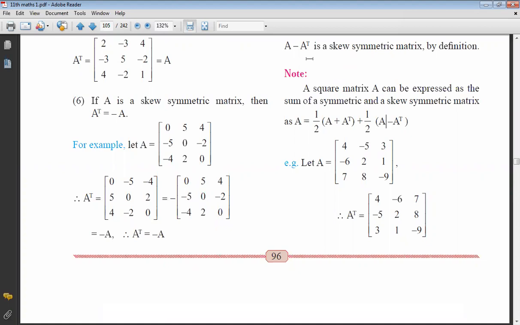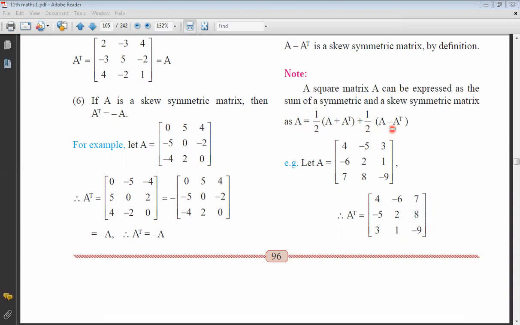Now, let us try to understand this phenomenon. Any square matrix A can be expressed as the sum of a symmetric and a skew symmetric matrix, which is written like this: capital A, the square matrix, is half (A plus A transpose) plus half (A minus A transpose). Now, one point to be noted is A transpose is interchanging rows and columns, or rows into columns, of A. I will show you further. Half (A plus A dash), or A plus A transpose, is the symmetric part, and half (A minus A transpose) is the skew symmetric part.